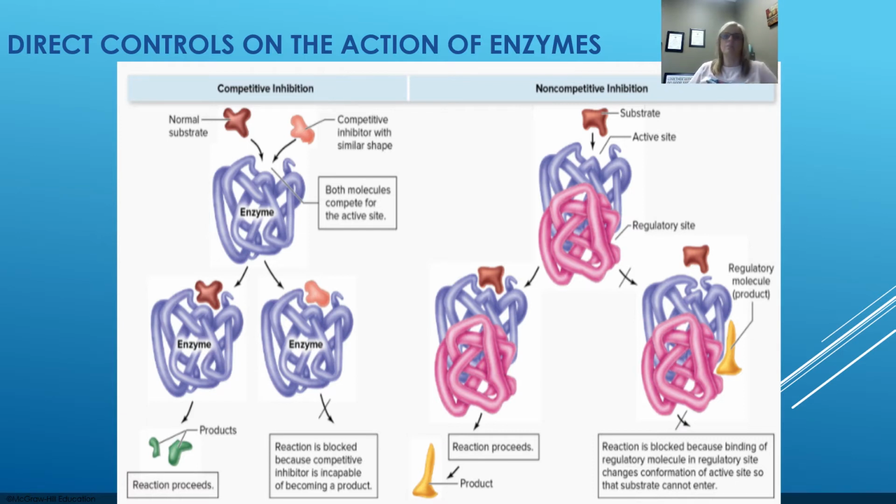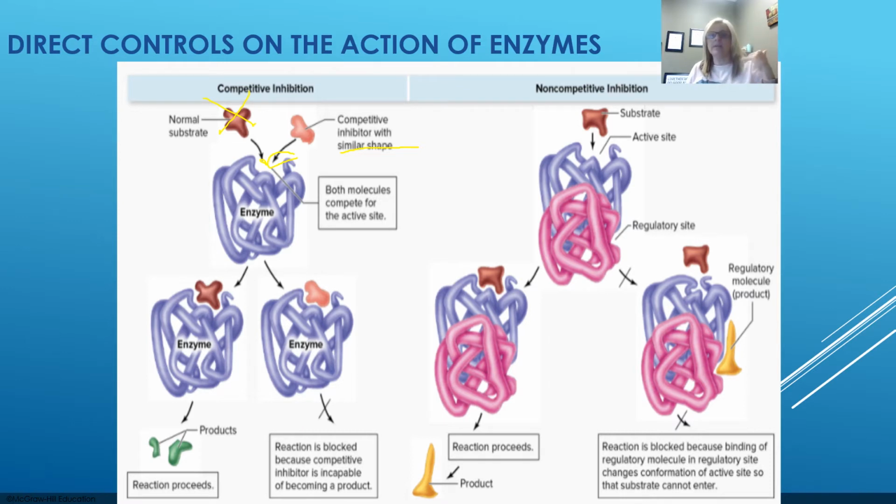This is competitive inhibition. And so this is where the competitive inhibitor is going to have a similar shape, and it's going to compete for actually binding to the actual active site, okay? And it's going to resemble the normal substrate. It's a mimic. It's going to occupy the site, so then the guy that's supposed to get there and sit down can't do it, okay? And so it blocks the reaction from occurring.